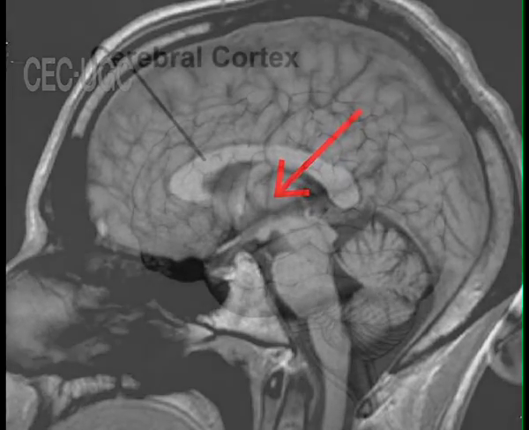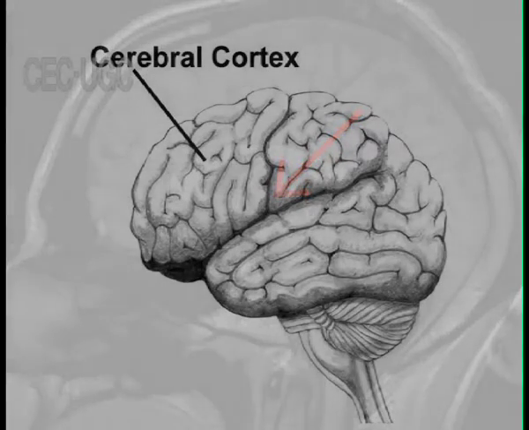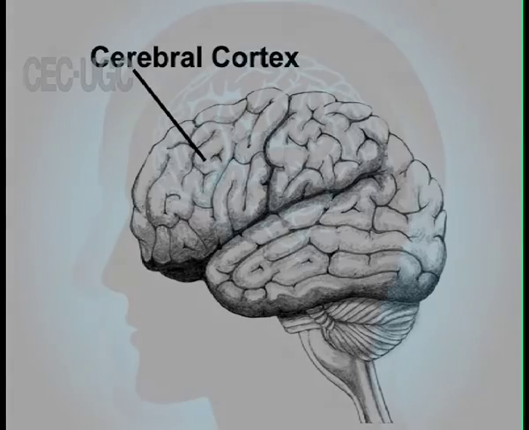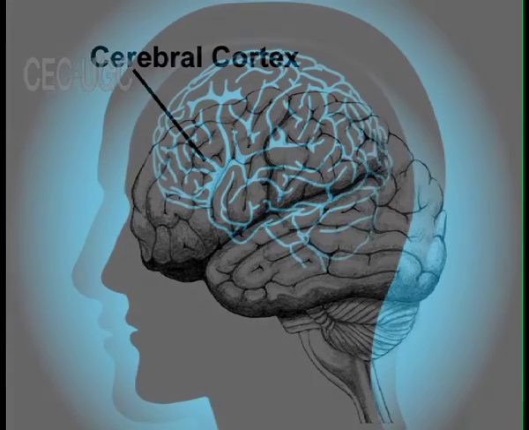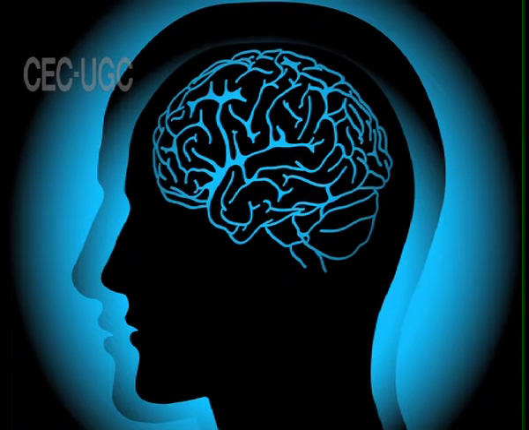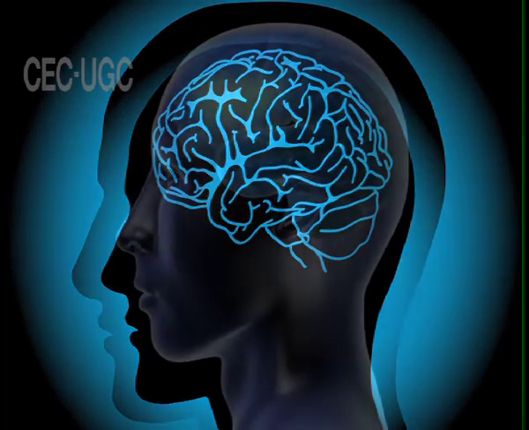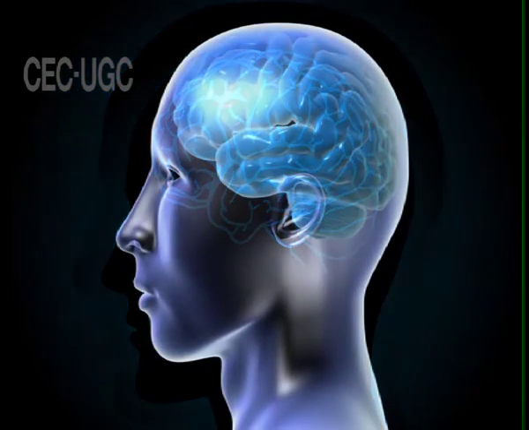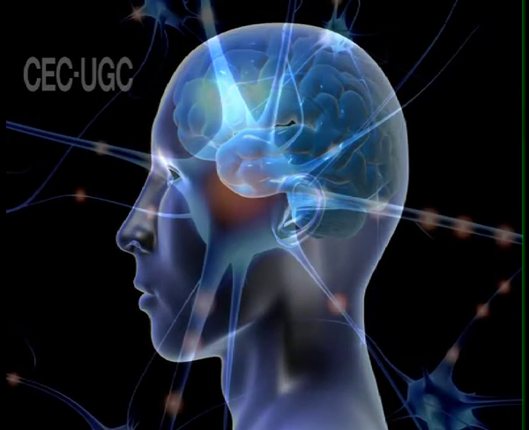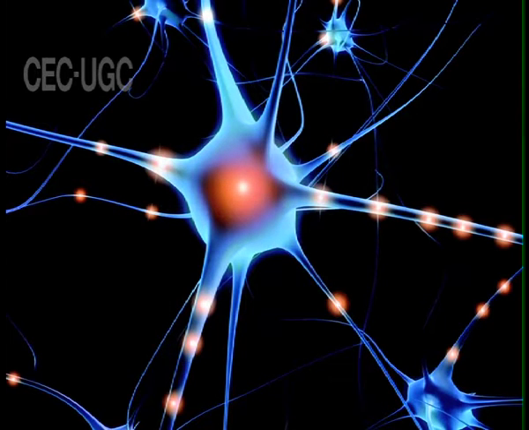Then the third order neurons originating from the thalamus transmit signals to the cerebral cortex, and various parts of the cerebral cortex like reticular formation, midbrain, thalamus, hypothalamus, amygdala, all these are involved in understanding the pain, and they result in the experience of pain. So, that is the ascending track, how pain signals are carried to the brain.